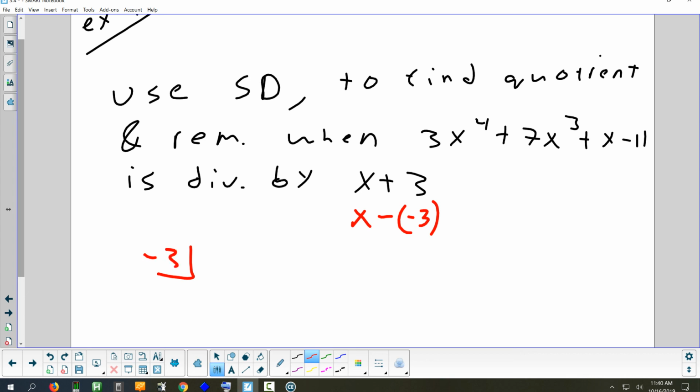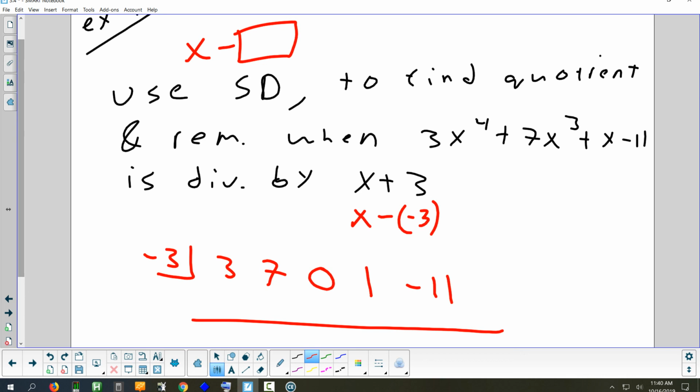-3. It's always the number that would be in this box right there. It's the number after the x minus. Okay. And can someone else tell me my coefficients that I'm going to put in? Chris? 3, 7, 1. Careful. 3, 7, 1, 0. Oh. Why? Caleb? There's no x squared. Okay, we can't forget that. There's no x squared, then the 1, then the -11.